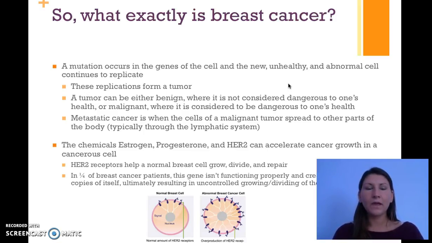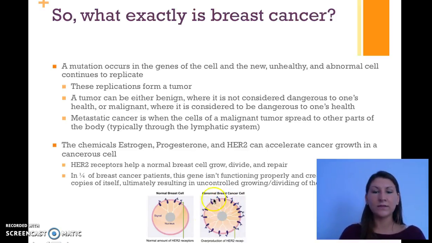There are 3 different chemicals that can accelerate cancer growth in a cancerous cell, and those are estrogen, progesterone, and HER2 receptors. HER2 receptors normally help a breast cell to grow, divide, and repair, but in a quarter of cancer patients, this gene isn't functioning properly, and replication can become uncontrolled. At the bottom of the screen, you can see a nice diagram of a normal breast cell with a normal amount of HER2 receptors, and then an abnormal breast cancer cell, and the number of HER2 receptors is significantly increased.